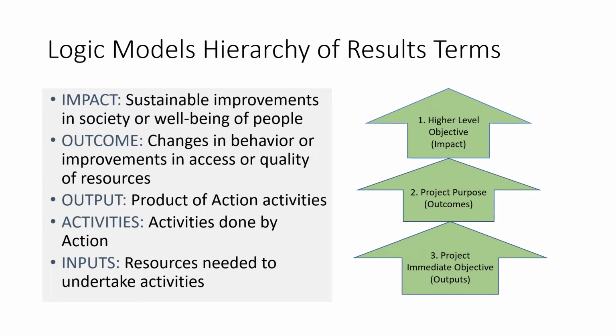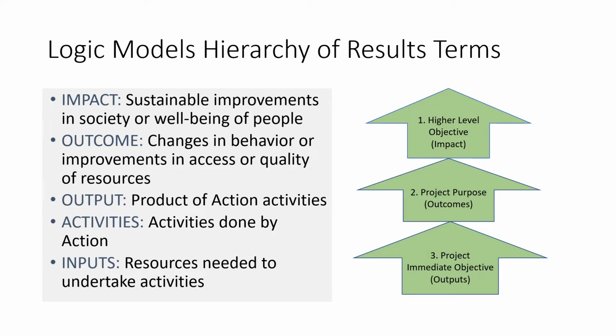We organize our logic model and our logical framework according to a hierarchy of results. There are some differences in the words we use, and different organizations have slight variance in that. Basically, at the lowest level is the inputs, and that's pretty well defined by everybody. These are the resources needed to undertake activities. We then move to activities. These are the activities done by the action or by the project or program, so the actual things you do. The output is the product of those activities. So these are the direct result of the activity you do, and that is the output.